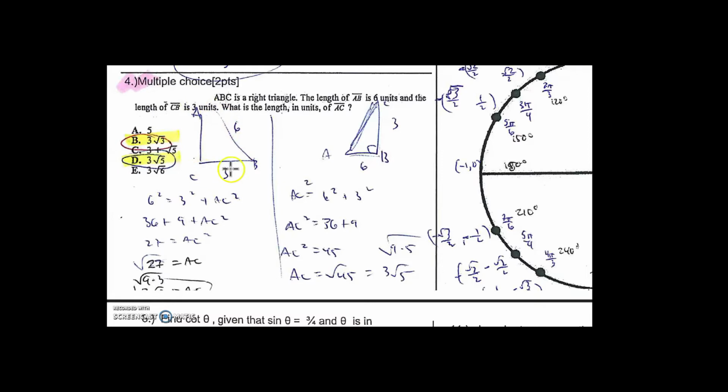So 6 squared equals 3 squared plus AC squared. That gives you 9 and 36. So 36 equals 9 plus AC squared. Subtract 9, you get 27 equals AC squared. Take the square root. The square root of 27 is factors of 9 times 3, so the square root of 9 becomes 3 radical 3, which is choice B.